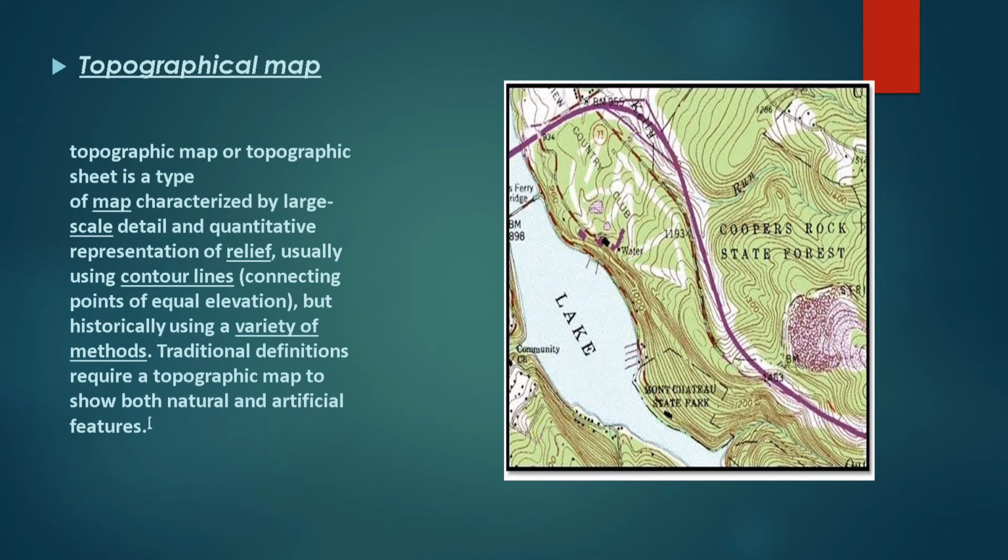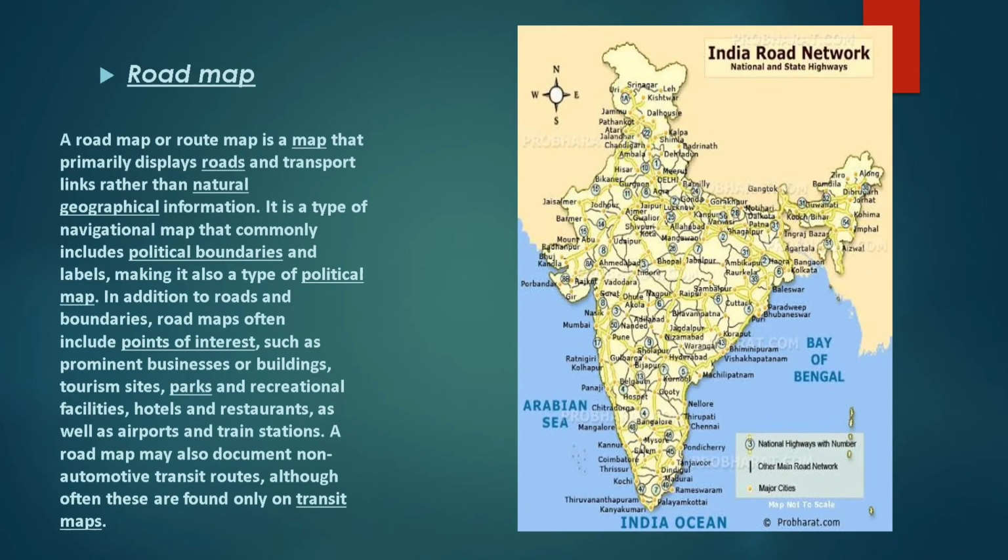Then comes the topographical maps, commonly known as topo sheets. They are large scale maps, so that means they show a very small area, and they are made using contour lines. Contour lines are the lines which are of same elevations. Then comes the road map. A road map is a simple map of roads, like we have seen the map which shows national highways, road networks, connectivity, and they sometimes show us the places of reference, places of importance on those national highways and roads. So these are maps which are used to show the transportation network.